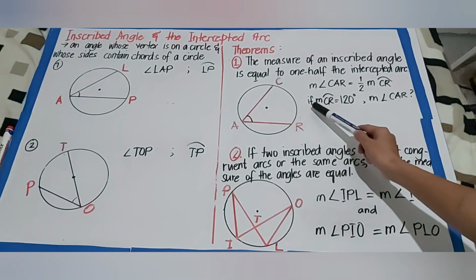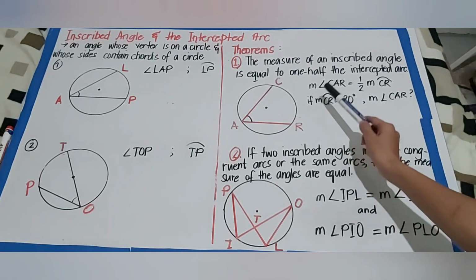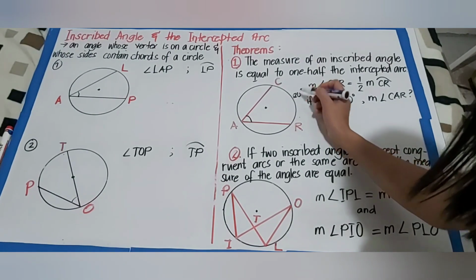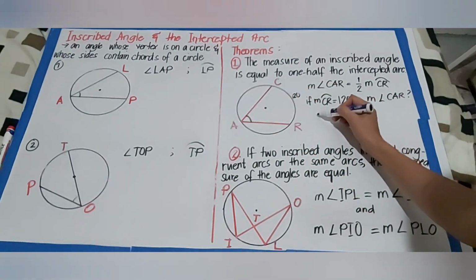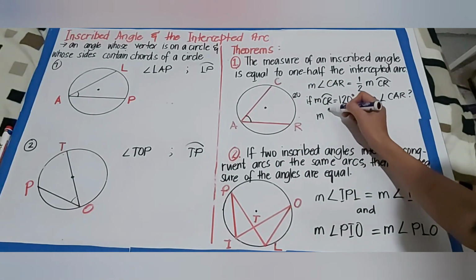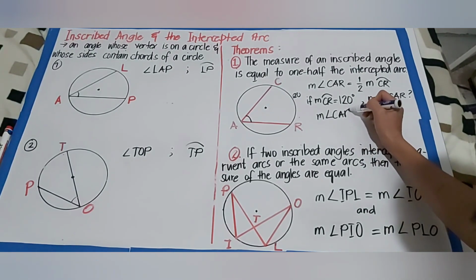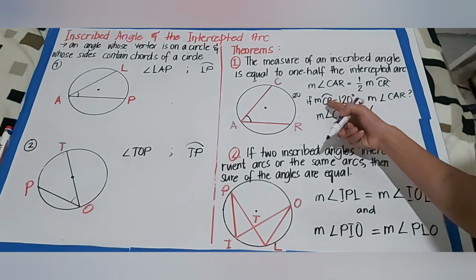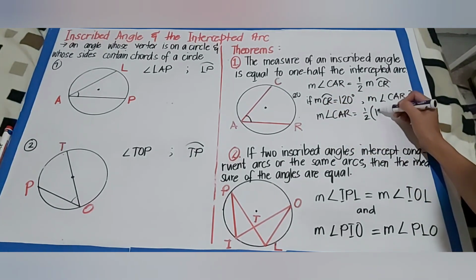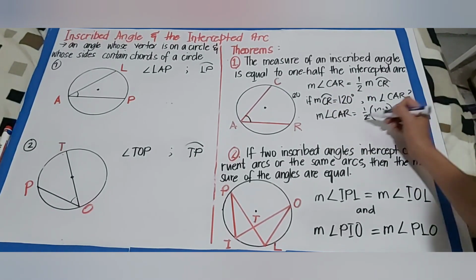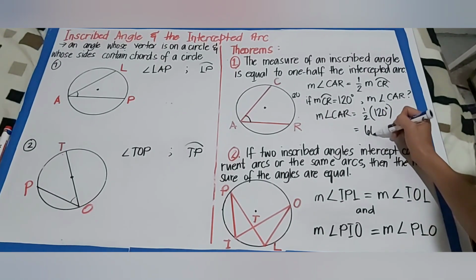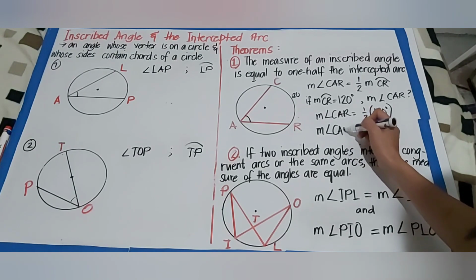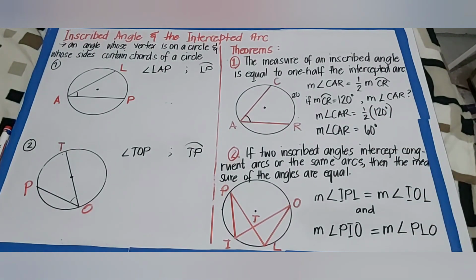So, kung arc natin, ito given, if the measure of arc CR is 120, what is the measure of the angle? Angle CAR is 1/2 of the measure of the arc, which is 120. What is 1/2 of 120? That is 60. So the measure of angle CAR is 60 degrees.